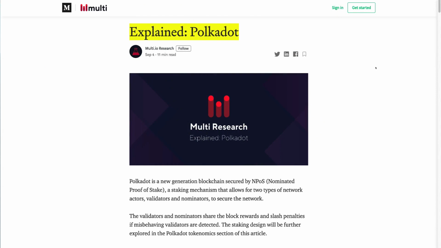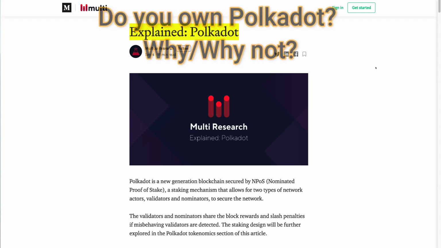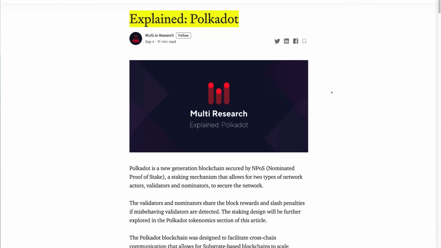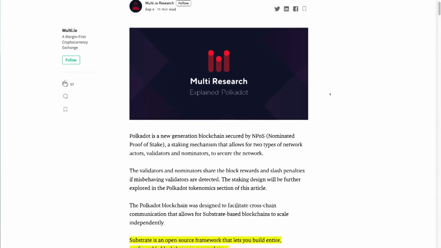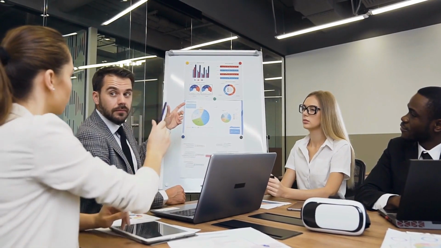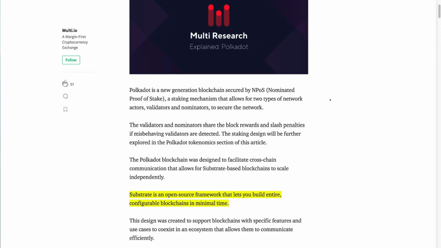Polkadot. I want to help you guys understand why this is such a critical component of the cryptocurrency industry, why I personally have loaded up on some Polkadot and what it is all about. So obviously there's a lot of complicated aspects of Polkadot, but I'm going to try and break it down for you in simple terms, try and explain Polkadot in a way that is understandable to the general public.